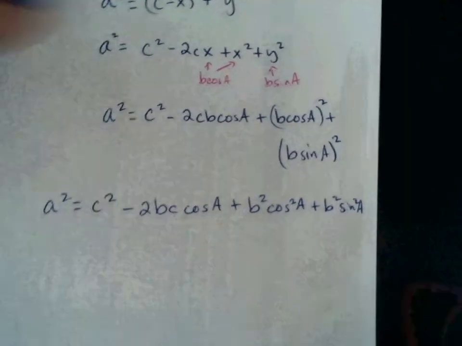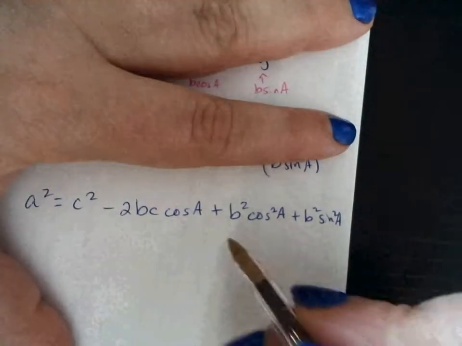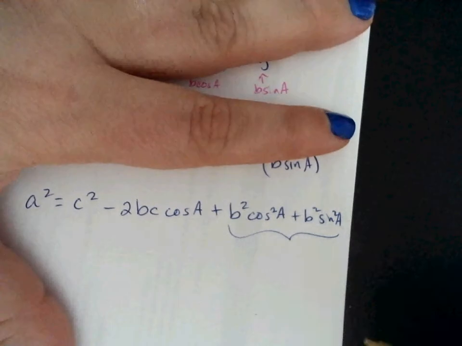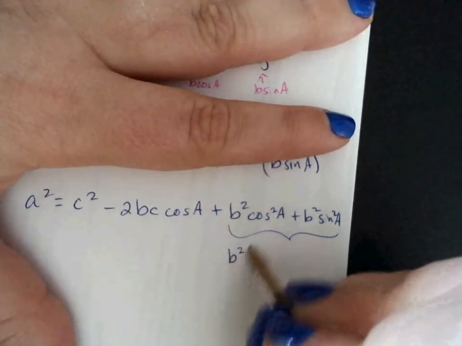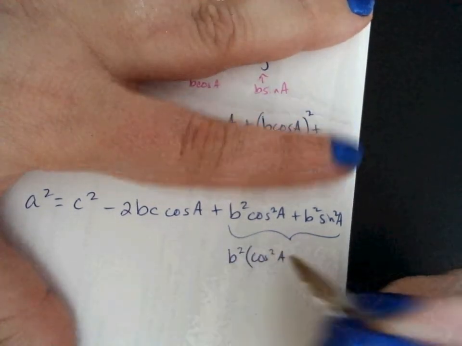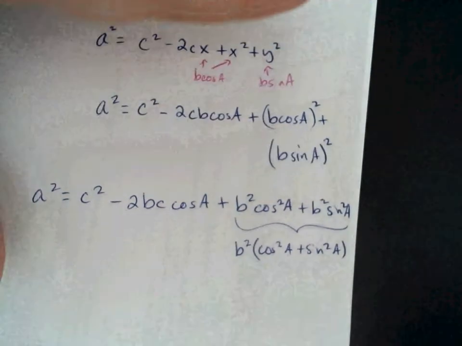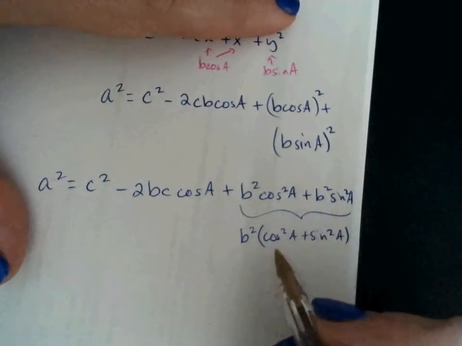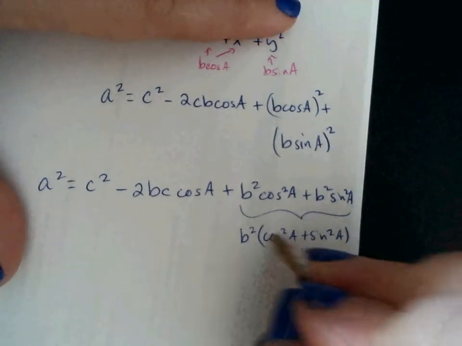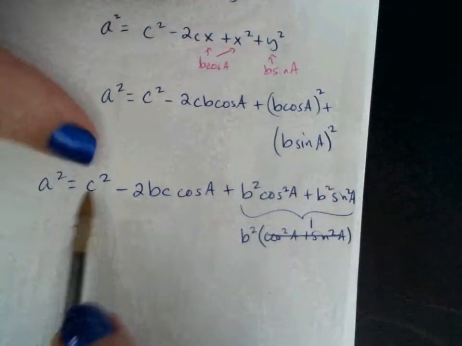Now these two terms right here have a b squared in them, so if I factor out a b squared, and especially because I notice what I'm left with, cosine squared plus sine squared, but we know by now that the Pythagorean identity says that sine squared plus cosine squared of any angle is 1.